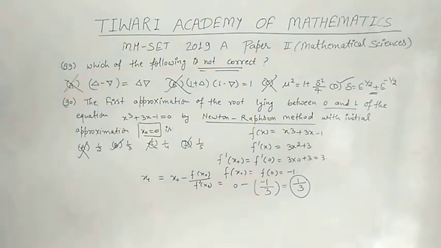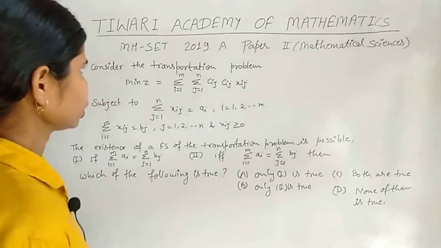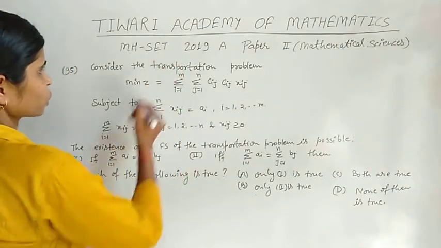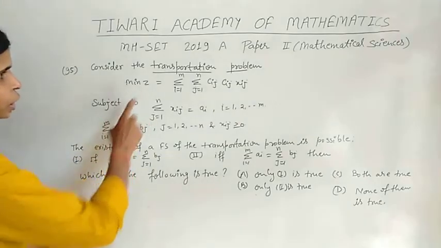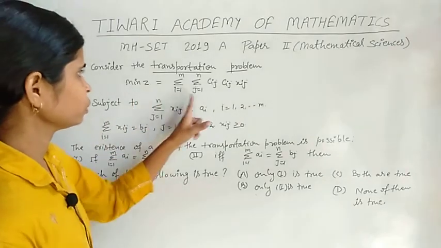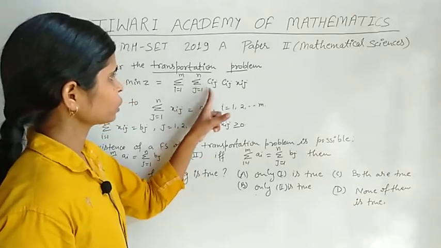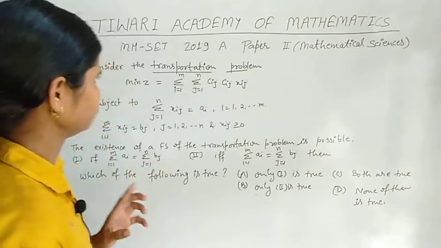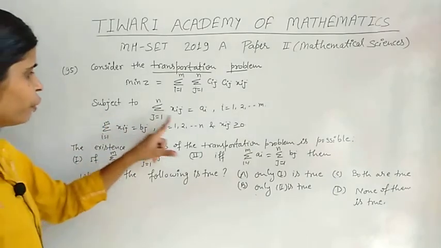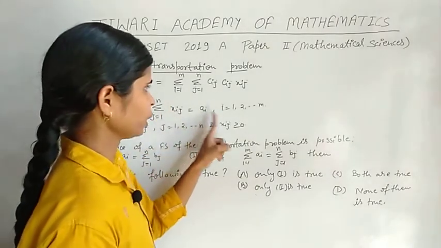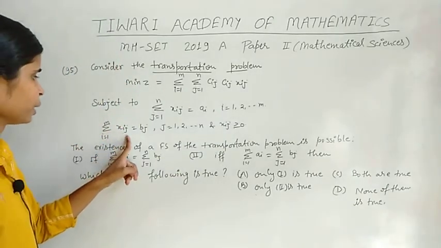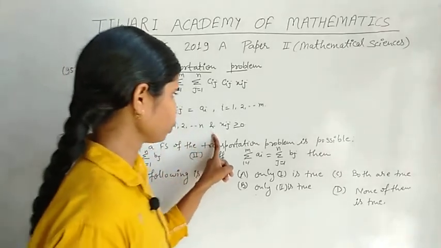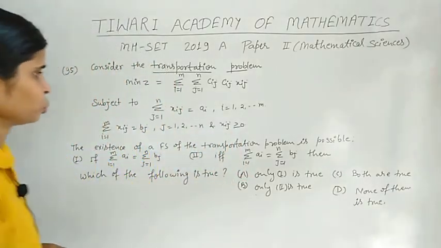Next question, question number 95. The statement is: consider the transportation problem. In this question, it is a transportation problem. Minimization of z equals summation i varying from 1 to m, summation j varying from 1 to n, Cij into Xij, subject to summation j varying from 1 to n, Xij equals Ai, where i varies from 1 to m, summation i varying from 1 to m, Xij equals Bj, where j varies from 1 to n, and the non-negative restriction Xij greater than or equal to 0.